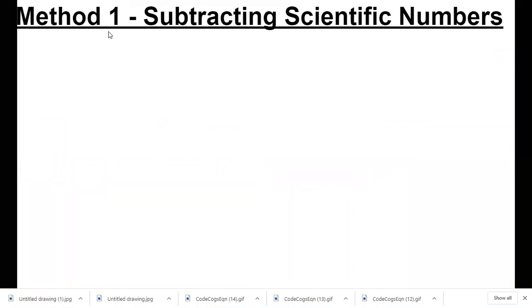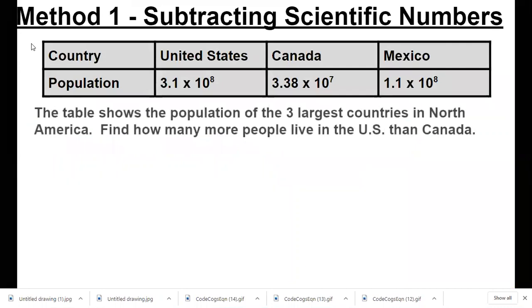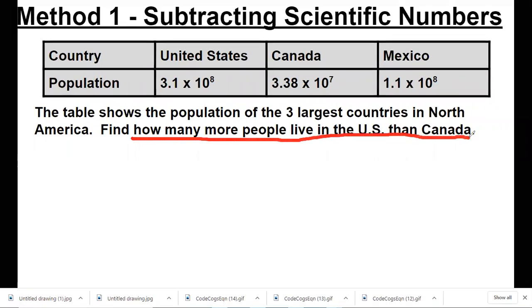Method 1, subtracting with scientific notation. There's our countries again. This time we want to see how many more people live in the US. How many more people live in the US than in Canada? Okay, so we're going to do United States minus Canada.